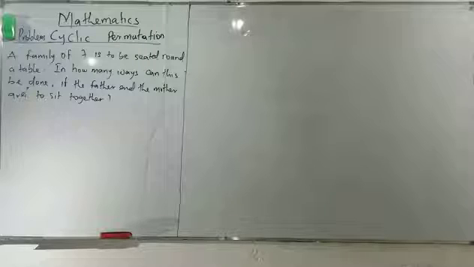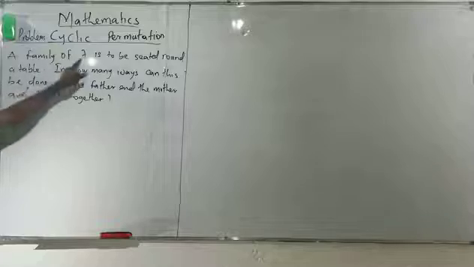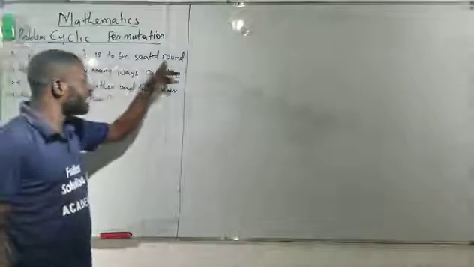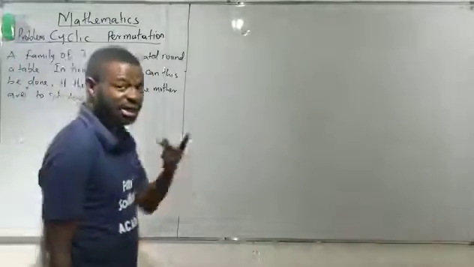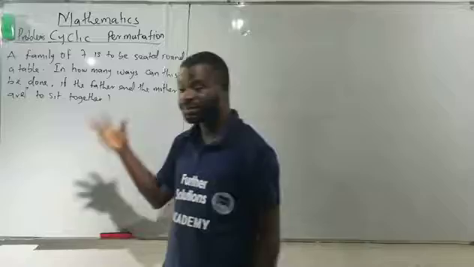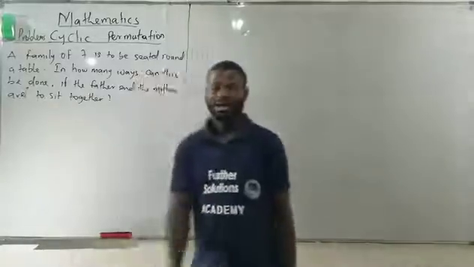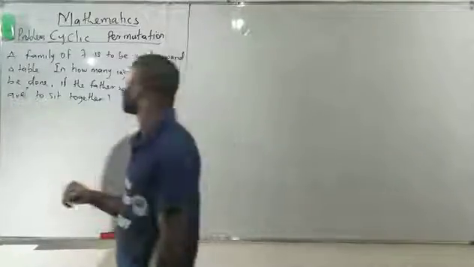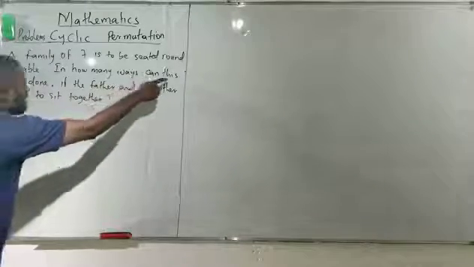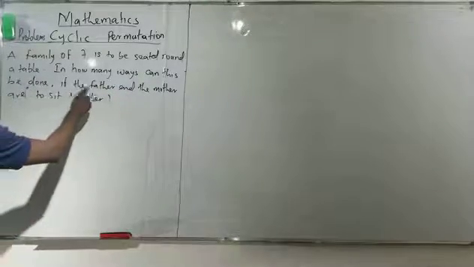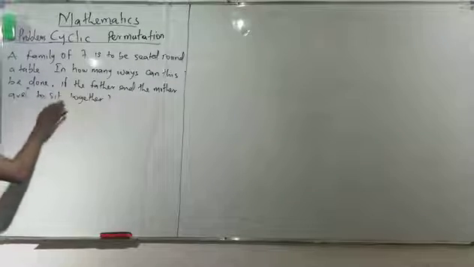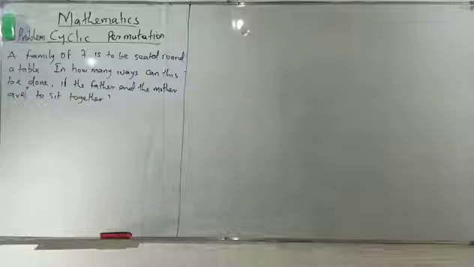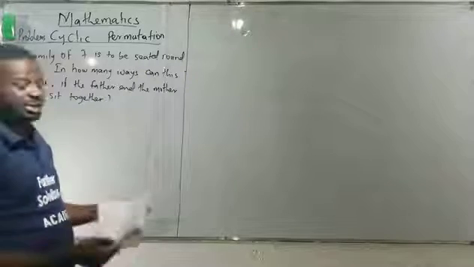Now, let's try to work around with this. Another problem: a family of 7 is to be seated around a table. Don't forget, this is a round table. It's not a ring. Take note of those things. That is how to tackle this problem. It's not a ring, it's a table. It means first condition: in how many ways can this be done if the father and the mother are to sit together?